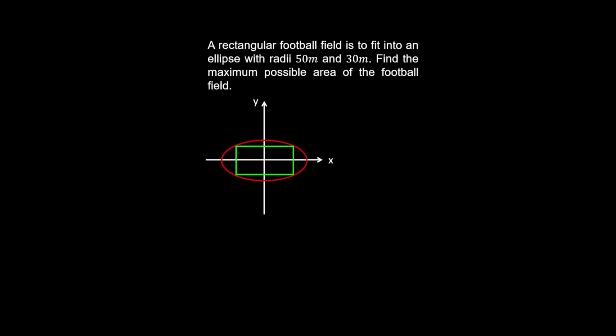A rectangular football field is to fit into an ellipse with radii 50 and 30 meters. We're asked to find the maximum possible area of the football field. If we take (x, y) on the ellipse, then the area of this rectangle is equal to 2x multiplied by 2y. From the equation of an ellipse, x squared on 50 squared plus y squared on 30 squared equals 1, you can substitute for y to get the area in terms of x, take the derivative of the area with respect to x, and set it to 0.